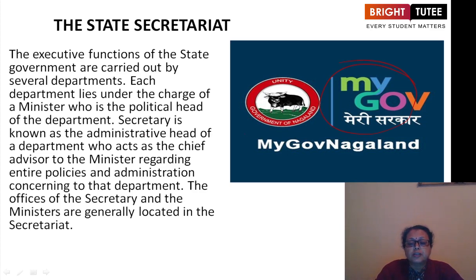The different ministers, the representatives selected by the people, who are members of the legislative assembly, have been given the different departments.